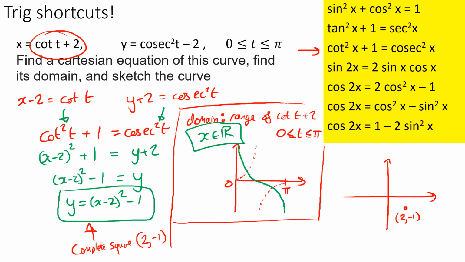We know it's a positive quadratic. I guess by the time we get to 1, this will be 1 squared minus 1, so it'll cross over at 0 at 1 and 3. But we don't tend to need to know that for a sketch. That would be enough. So yeah, positive quadratic with a minimum point of 2, minus 1.